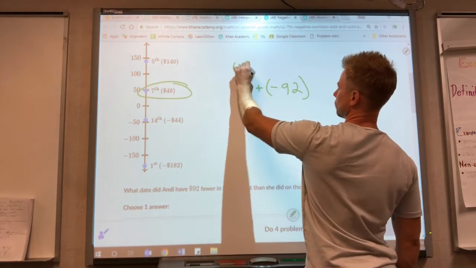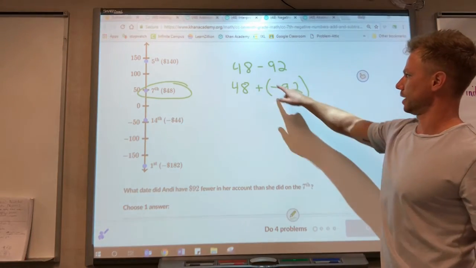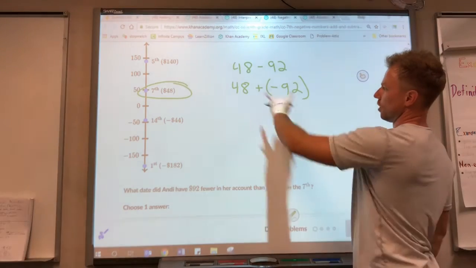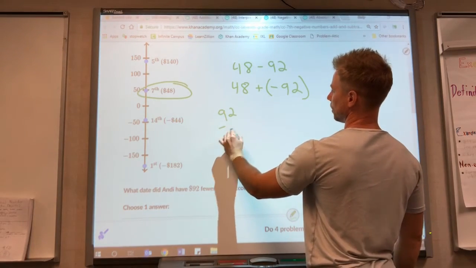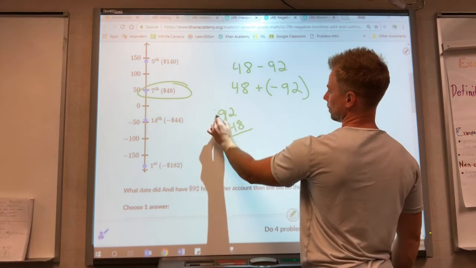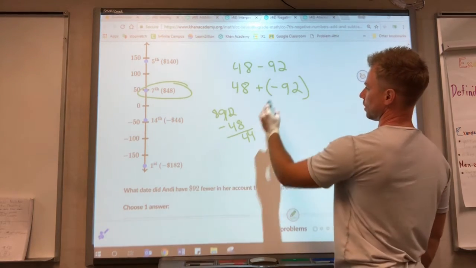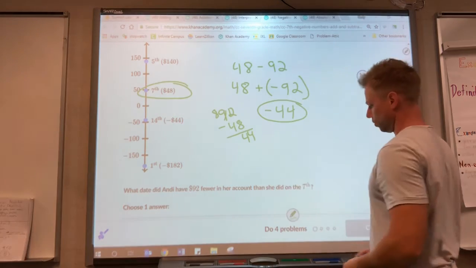That is 48 minus 92, but remember we don't like subtraction. We put that in parentheses and then put a plus in between. So we can use our rules. They're unlike, so we're gonna subtract 92 minus 48. We're gonna borrow, looks like 44. Sign of the bigger number is negative, so that's gonna be a negative 44.